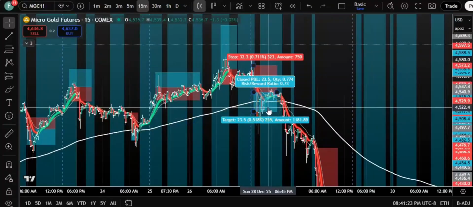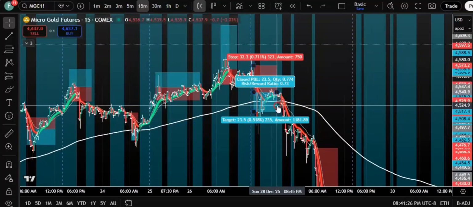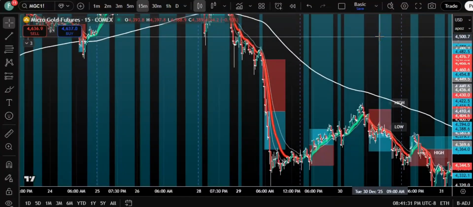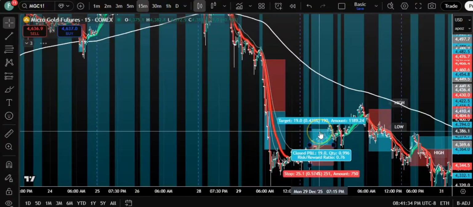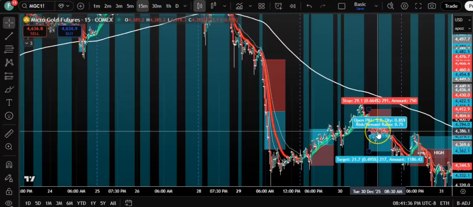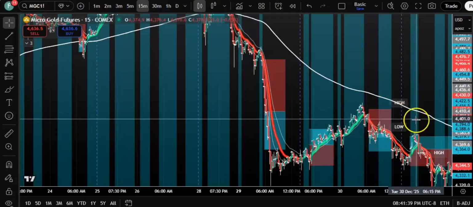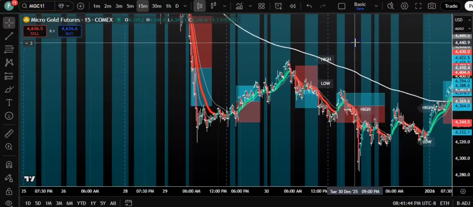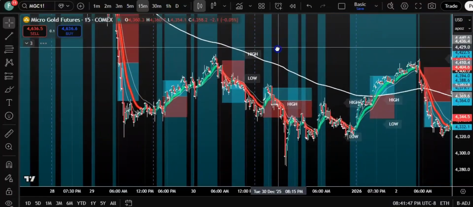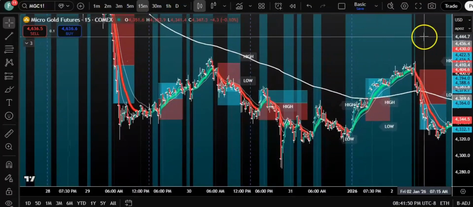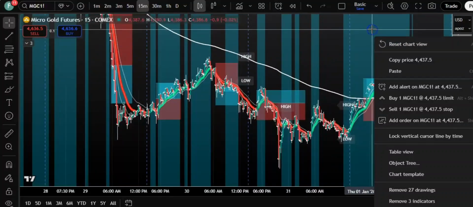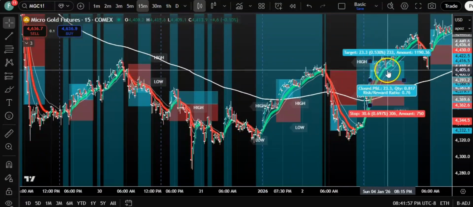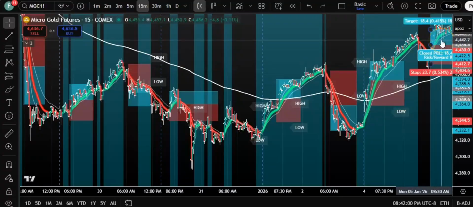This trade was a win. That trade was a win. This trade was a win. This trade was a win. This trade was a win. That trade was a win. Oh, dang. That trade was a win. This trade was a win. This trade was a win.